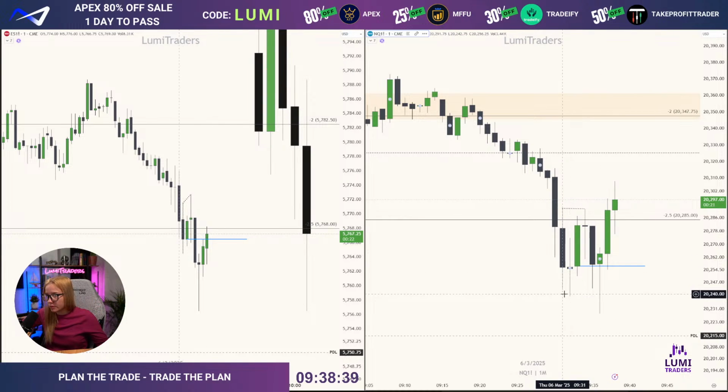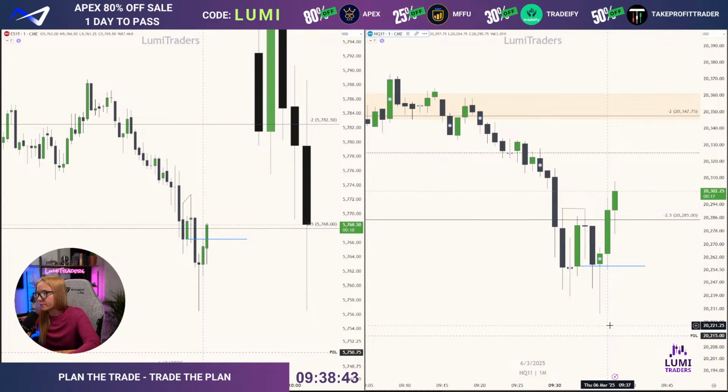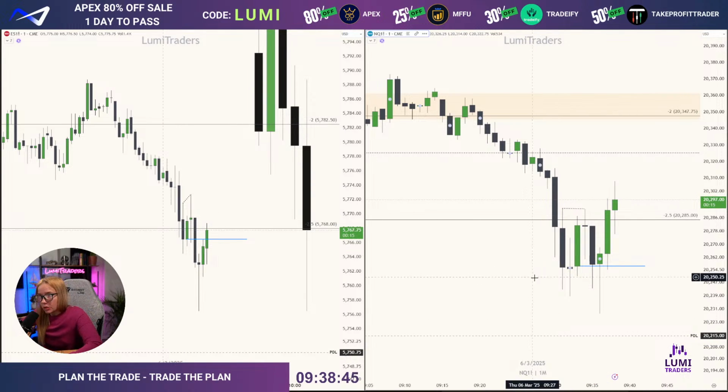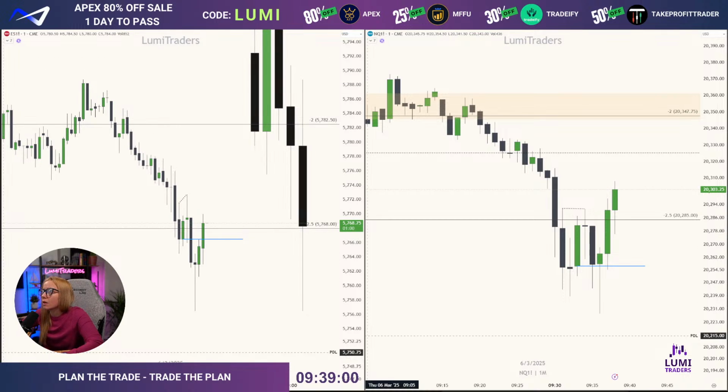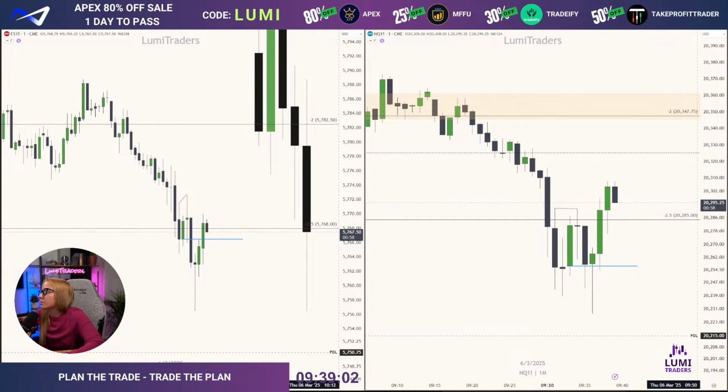As you can see, once again, NQ failed to offer structure to continue going lower. So, sitting on my hands, and maybe gold may offer something. I hope it's going to offer something for us. But nothing yet. Disappointed with this market.